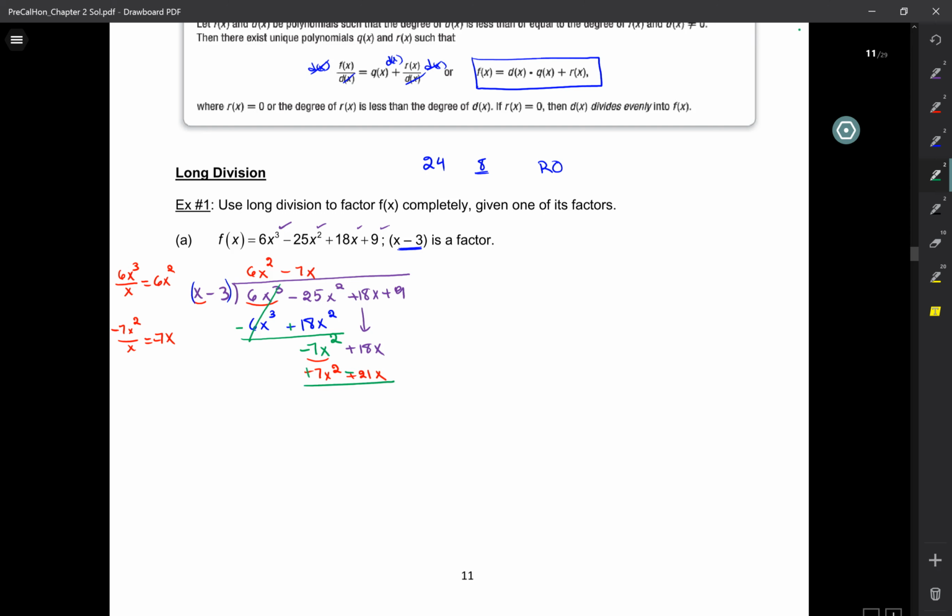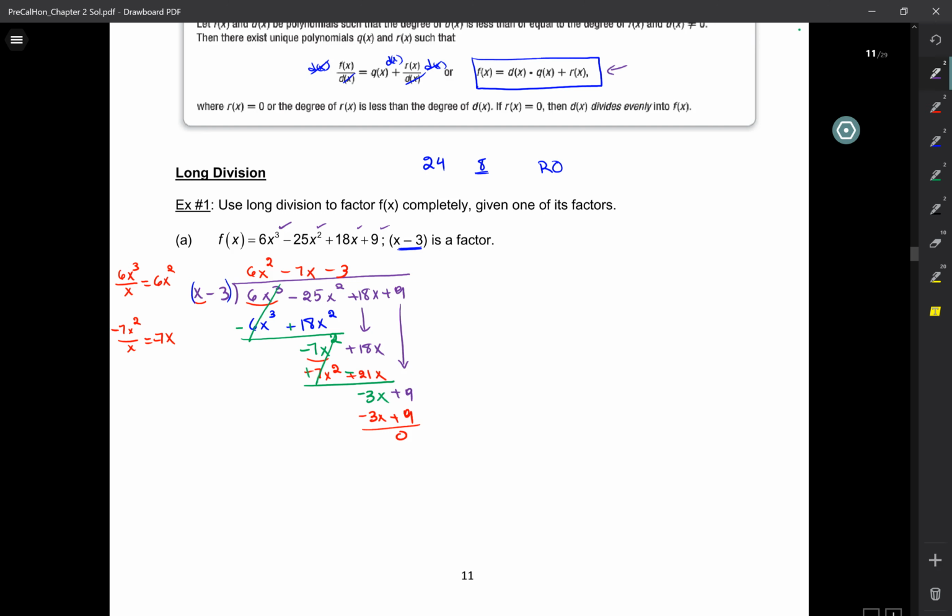Subtract is also the same as change the sign and add. That's why I do that. Those go away. And here I have negative 3x. So one more time, I bring down the 9 this time. Negative 3x divided by x is negative 3 this time. When I multiply, I get negative 3x plus 9, and I get a remainder of 0, which is exactly what I expected. All right, so what does that mean?